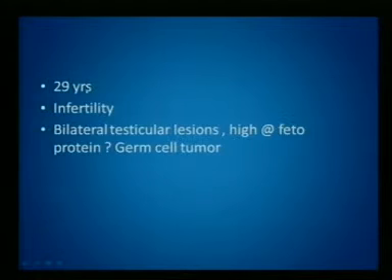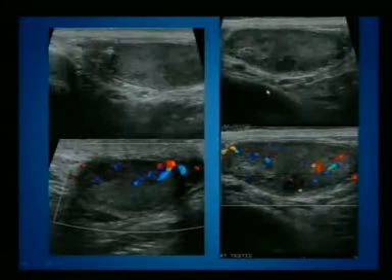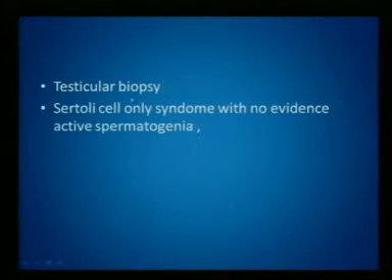This patient, it is interesting, 29 years old with infertility, has bilateral testicular lesions and high alpha fetoprotein. We suspected it could be bilateral germ cell tumor. And you see here the grayscale scan, multiple hypoechoic lesions involving both testicles, right and left side. With the testicular biopsy, the histopathology came back as Sertoli cell-only syndrome with no evidence of active spermatogenesis.